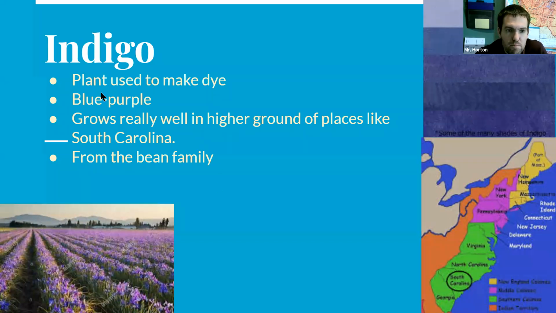Sorry about that. So indigo is a blue-purple color, so that'll help you answer number 6. You can see the indigo growing in the field in the 2 pictures on the bottom left and in the top right. And these crops were mainly grown in South Carolina.